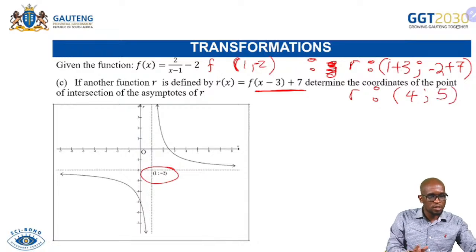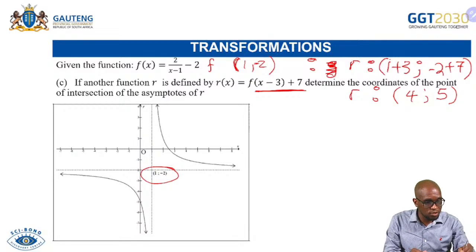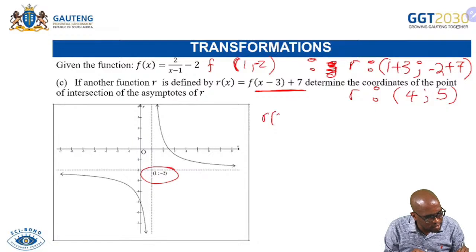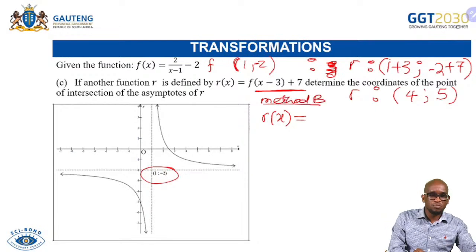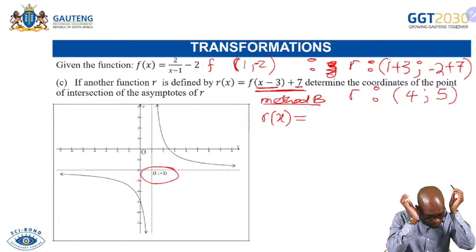What I did is I wrote down the coordinates of the point of intersection, and then I transformed it using the given transformation. Alternatively, we said we can write down the equation of r. r of x should be given by, that's the second method, method B. r of x should be given by, what we do is where we see x, we put x minus 3, and where we see y there, we're going to put that plus 7.